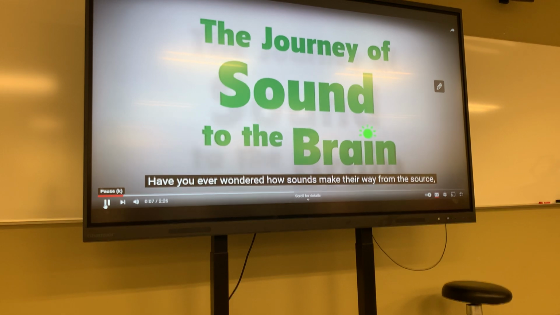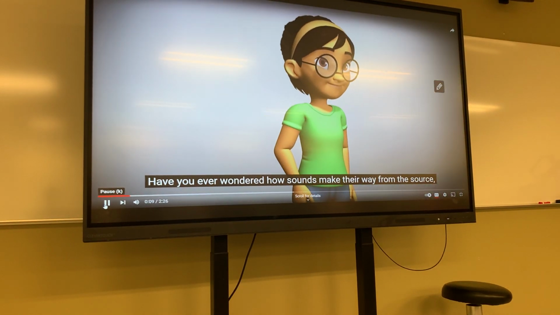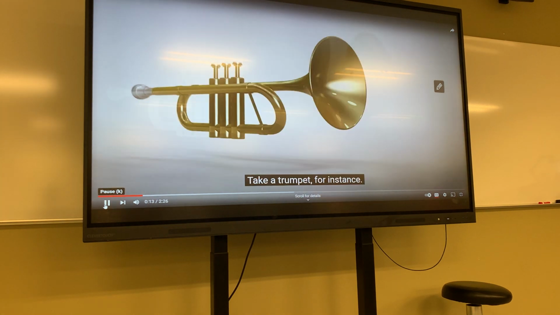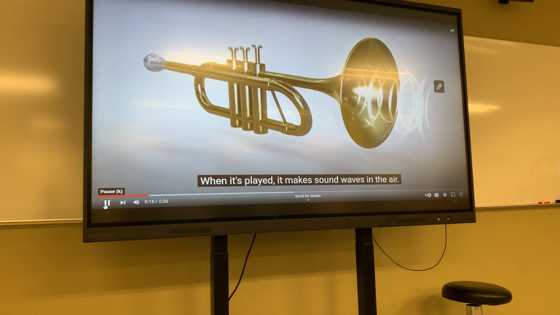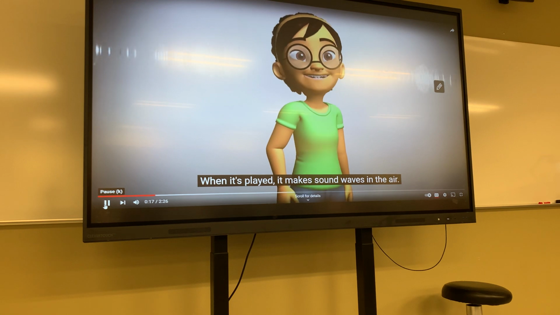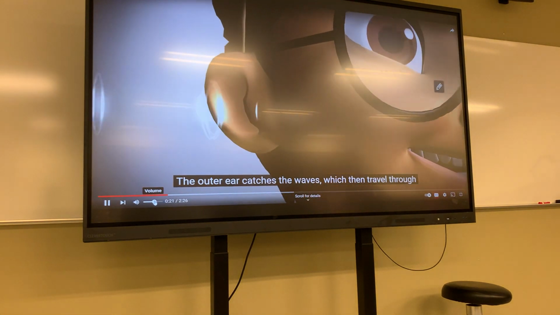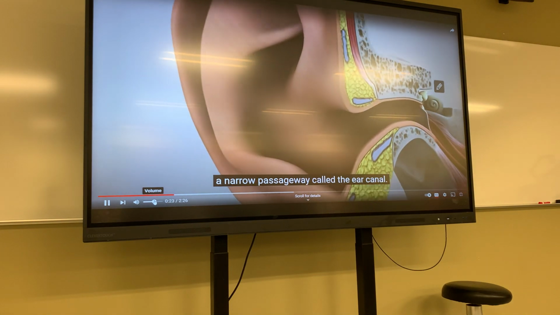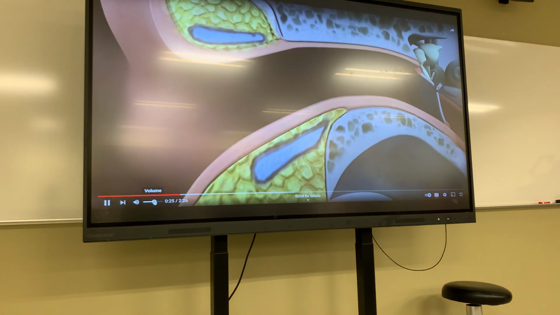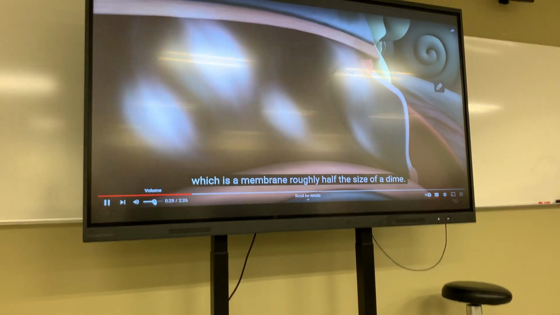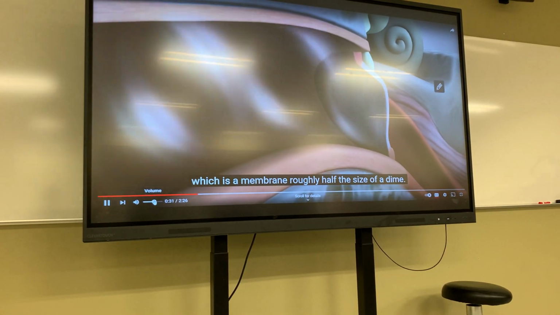Have you ever wondered how sounds make their way from the source all the way to your brain? Take a trumpet, for instance. When it's played, it makes sound waves in the air. The outer ear catches the waves, which then travel through a narrow passageway called the ear canal. The sound waves reach the eardrum, which is a membrane roughly half the size of a dime.